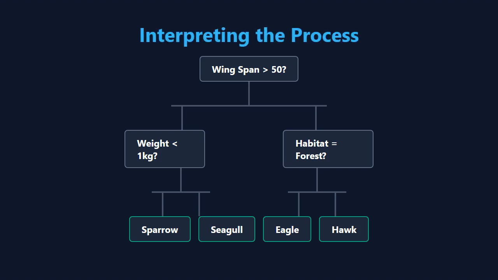Now we can literally see the decision-making process. At the top is the root. Then the questions. Then the branches. And finally the predictions. This is one reason decision trees are so popular for teaching and interpretation.